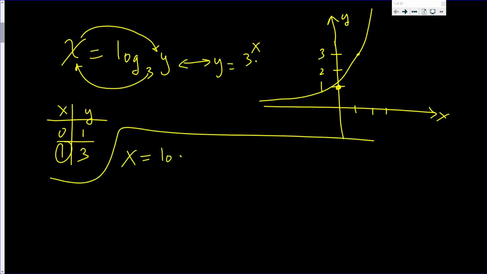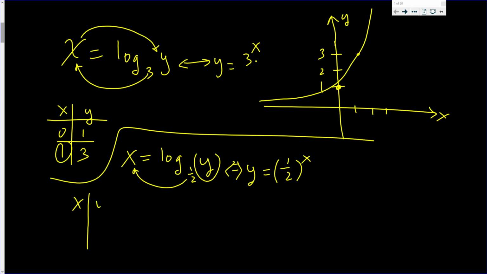X is equal to log base 1/2 of y. Well, a half to the x is equal to y. Okay, so we plot 2 points, x, y. I let the power be 0, and I let the power be 1. That means x is 0 and y is 1. That will not always be true. When x is 0, a half to the 0 is 1. And when x is 1, a half to the 1 is a half.